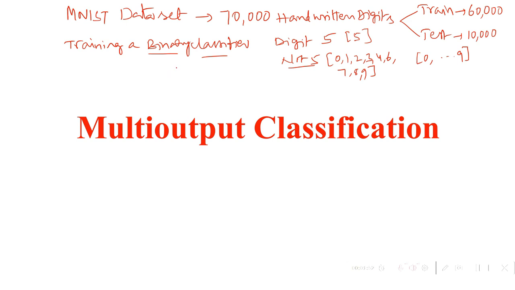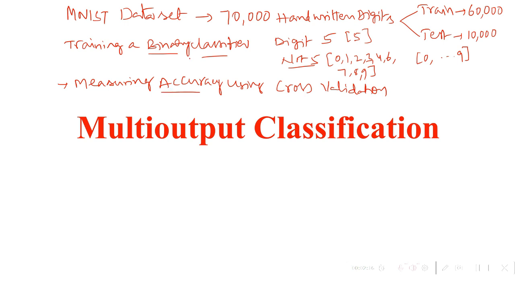Now, to find out whether the binary classifier is working properly or not, we are going to measure the performance of our model based on some performance metrics, like measuring accuracy using cross validation. Based on the accuracy, we are finding the performance of the binary classifier.